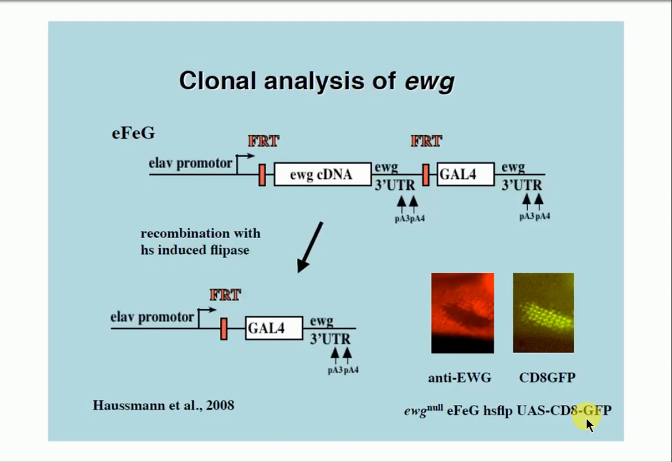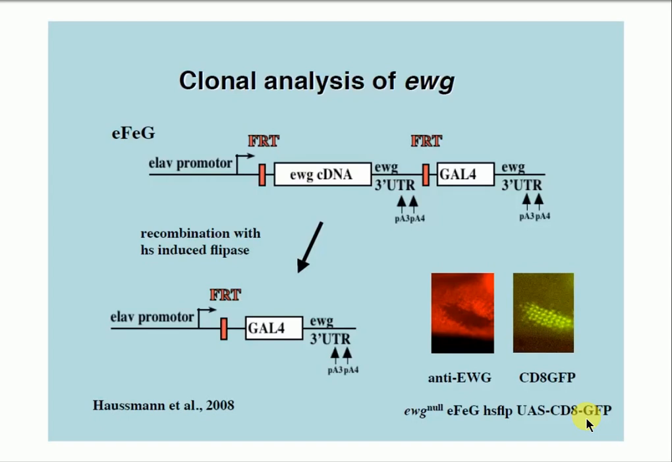Then we use a trick to visualize this clone. We clone in the GAL4 yeast transcription factor. If this cDNA is removed, then the promoter will drive GAL4. Generally, eukaryotic genes are monocistronic, so a promoter drives what is downstream, but it will not express this because there's a poly-A site. Only if this recombination happens will GAL4 be expressed. This will then activate the UAS gene, which drives GFP, so we can visualize the clone.